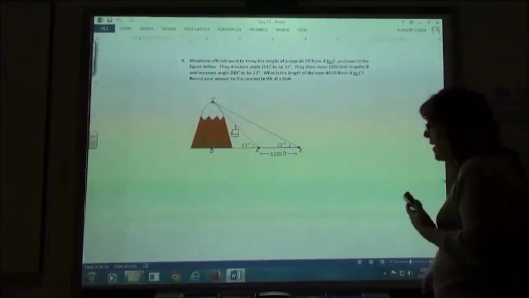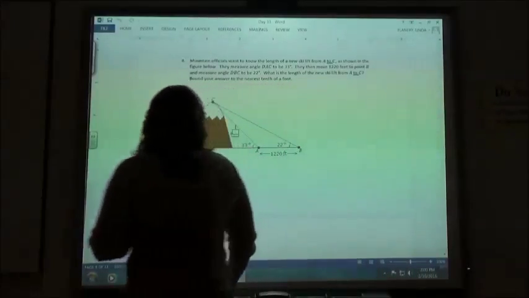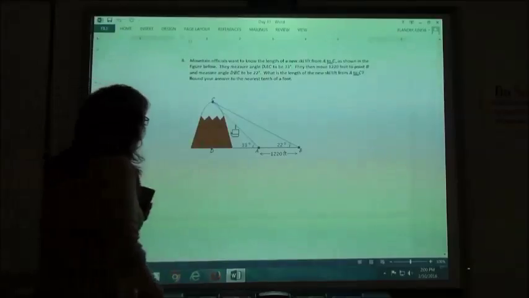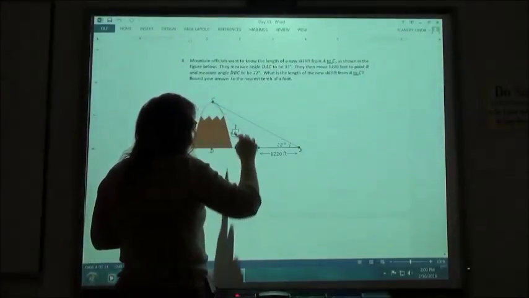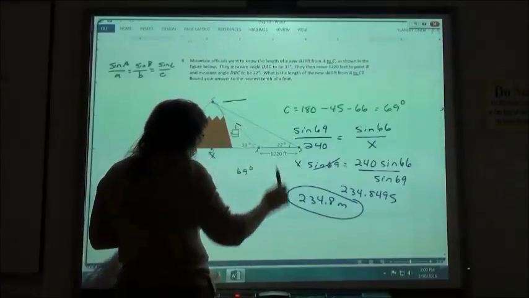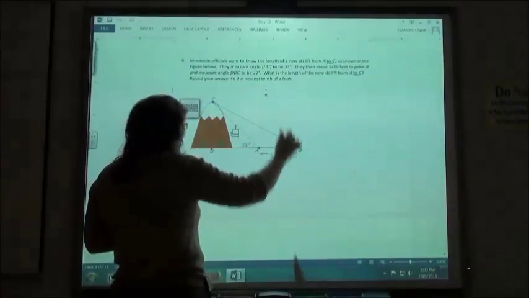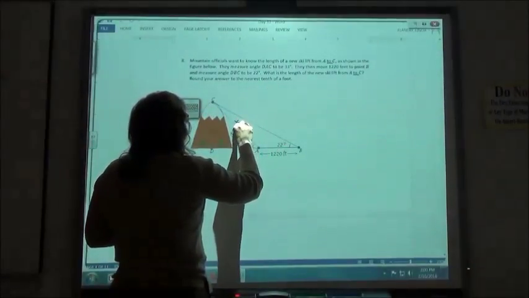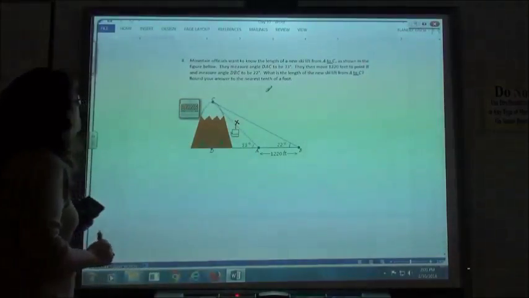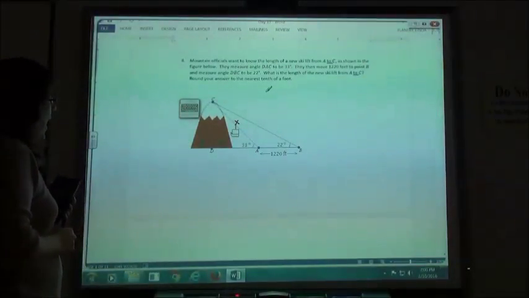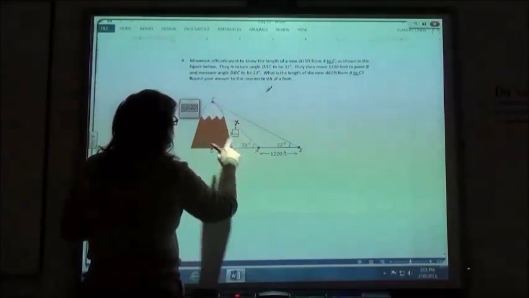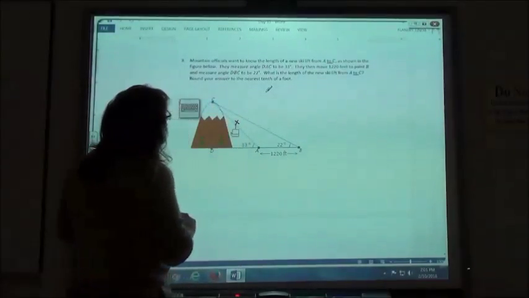Number 8, going to be the same kind of thing. Mountain officials want to know the length of a new ski lift from A to C. So from A to C would be the side right over here. Whoops. My board is randomly writing for me again. They measure angle DAC, this angle down here to be 33.